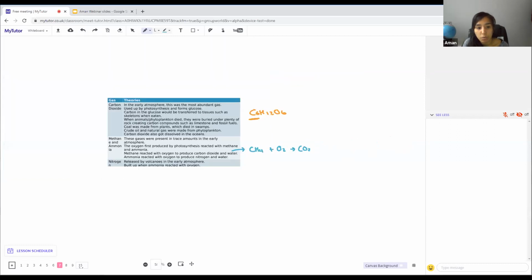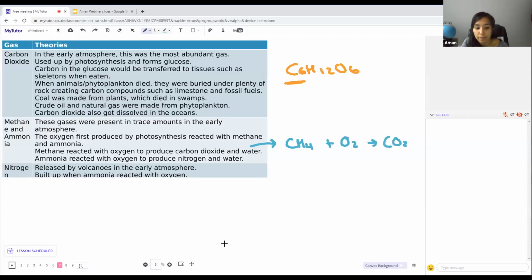Let me just put it over here. And then if we try to balance that equation, it says 1 carbon, 4 hydrogens, 2 hydrogens. So we know we're going to need to make that a 4. Now that's 4 hydrogens, 2 oxygens, but now we've got 4 oxygens, so we need to make that 2. So that's the fully balanced equation for methane becoming carbon dioxide and water when it reacted with oxygen: CH4 + 2O2 → CO2 + 2H2O. And then I said that ammonia also reacted with oxygen to produce nitrogen and water.